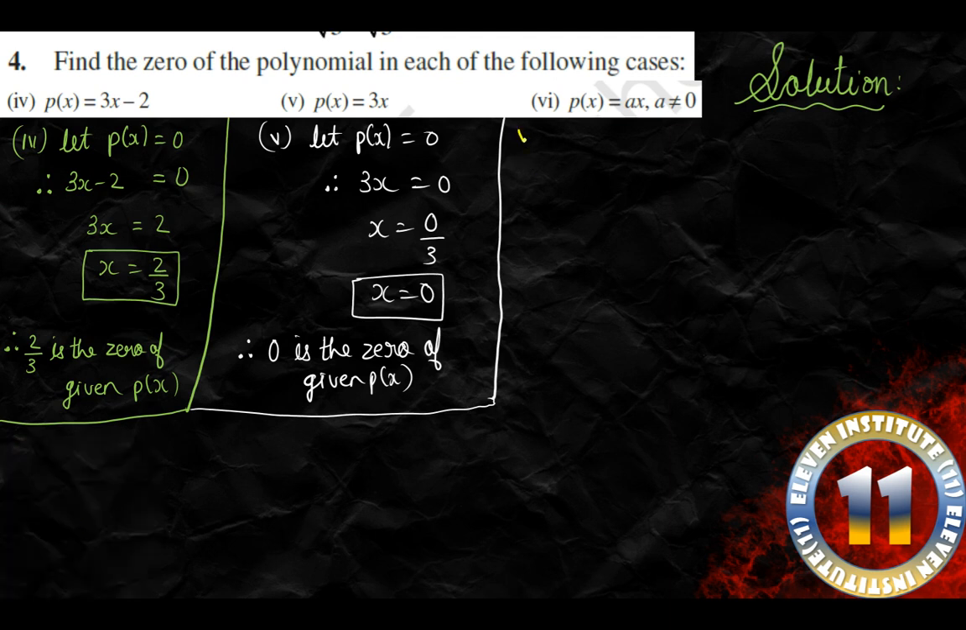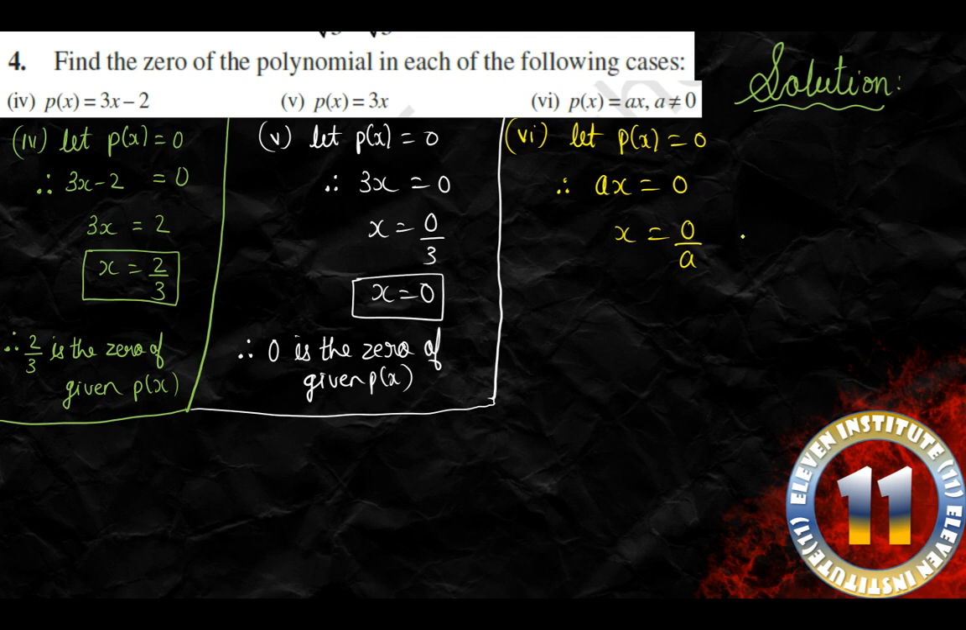Yes. So again, common step, let p(x) is equal to 0. Instead of p(x), we will write ax is equal to 0. We want the answer of x, so we will take the a to the other side and it will go to the denominator. Now 0 upon a is 0.